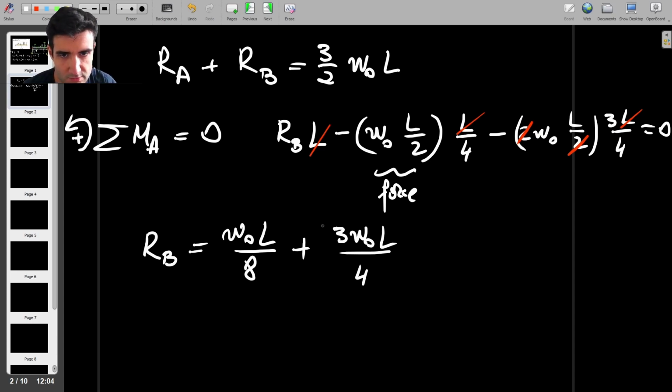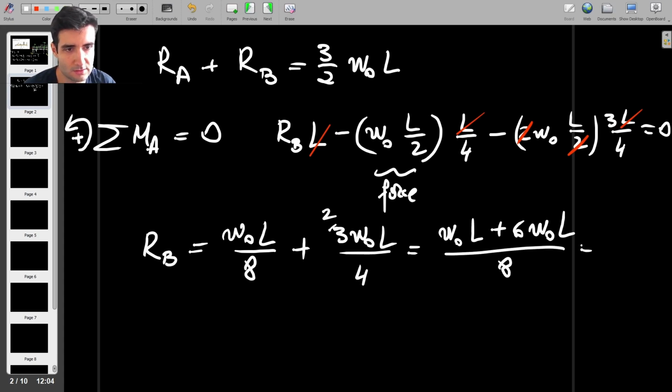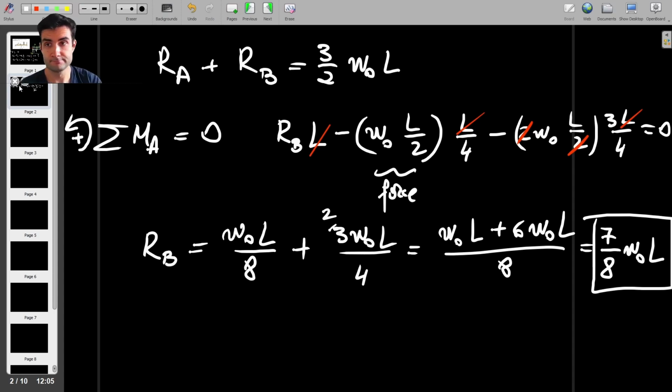And then we're going to multiply this fraction by 2 top and bottom to have the same denominator everywhere. So this is W naught L plus 6 W naught L over 8, right? Which is 7 over 8 W naught L. So that's the reaction force at B, which means that we found this one.